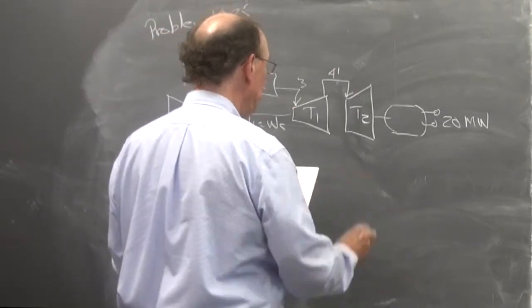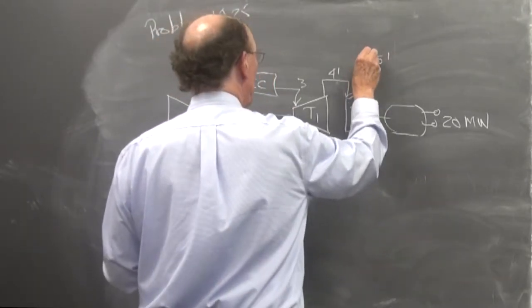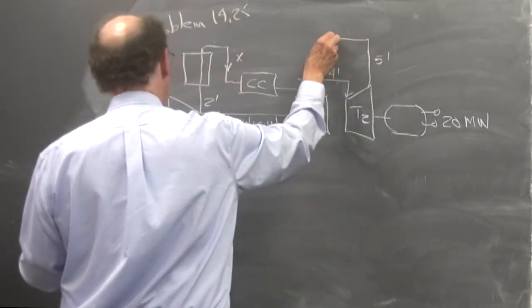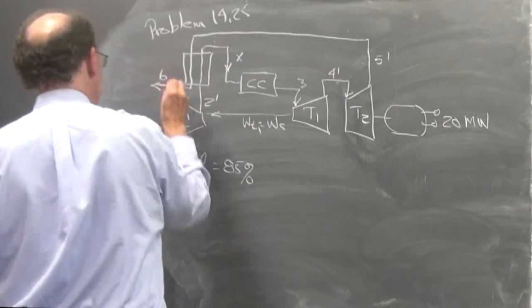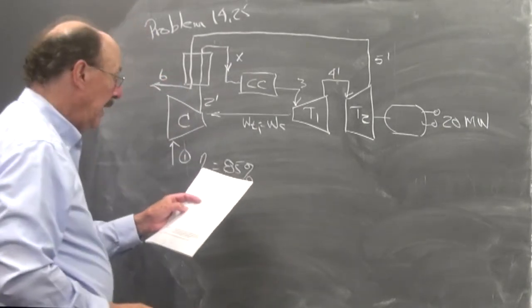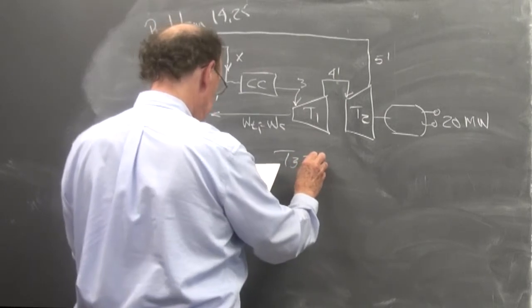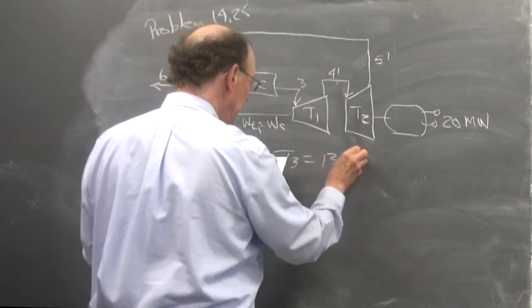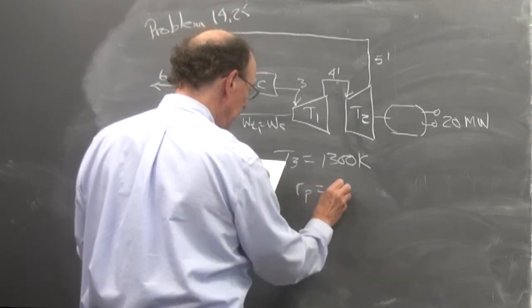And goes into the second one. Comes out of here at 5 prime. And it's going to go back to the regenerator, and come out at state 6. And we're given the following information. T3 is equal to 1300 degrees K. R sub P is equal to 10.